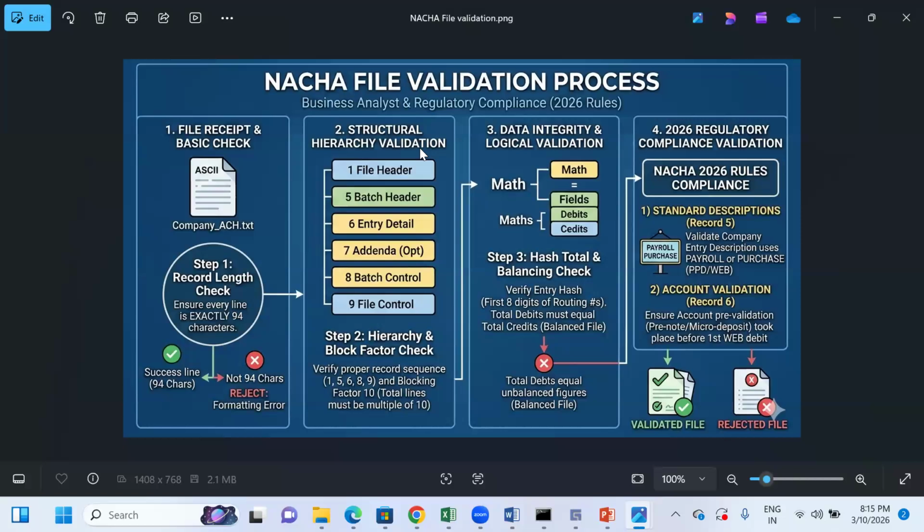That is what NACHA files are all about. Whatever money is debited is taken from the person who has taken the loan and credited to the bank's account. That is all called batch files. Batch files or batch control files, everything comes under that. File control means the files that we are updating, payment files, etc. Everything will be part of it. That is the structural hierarchy validation. Got it?